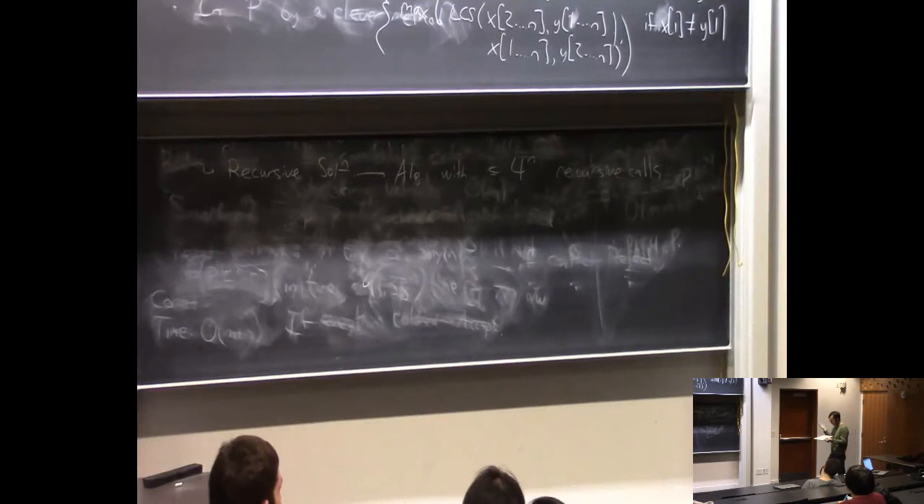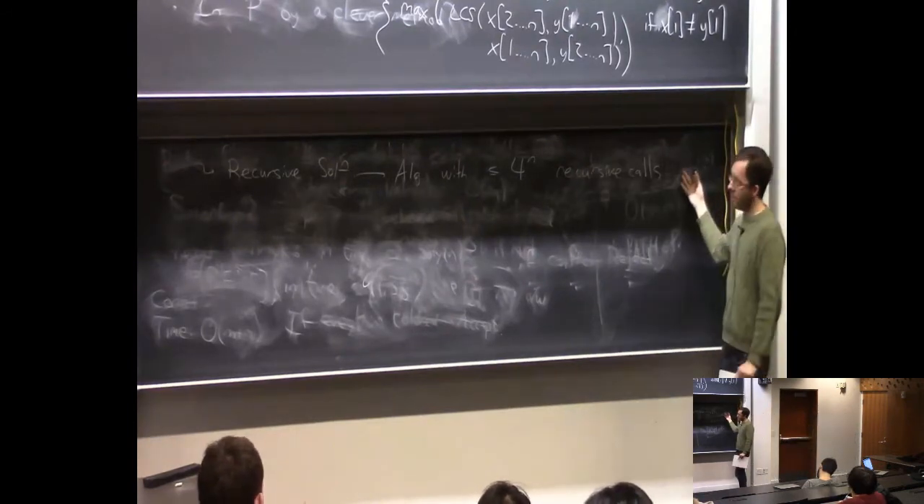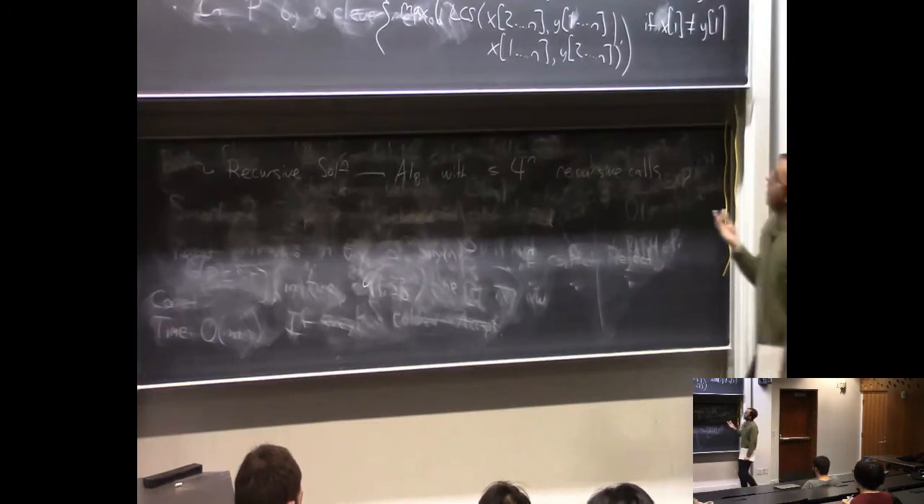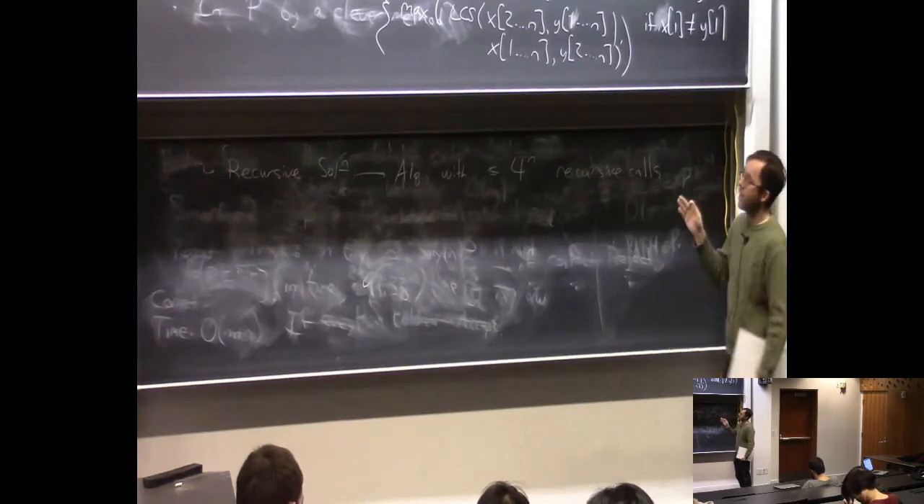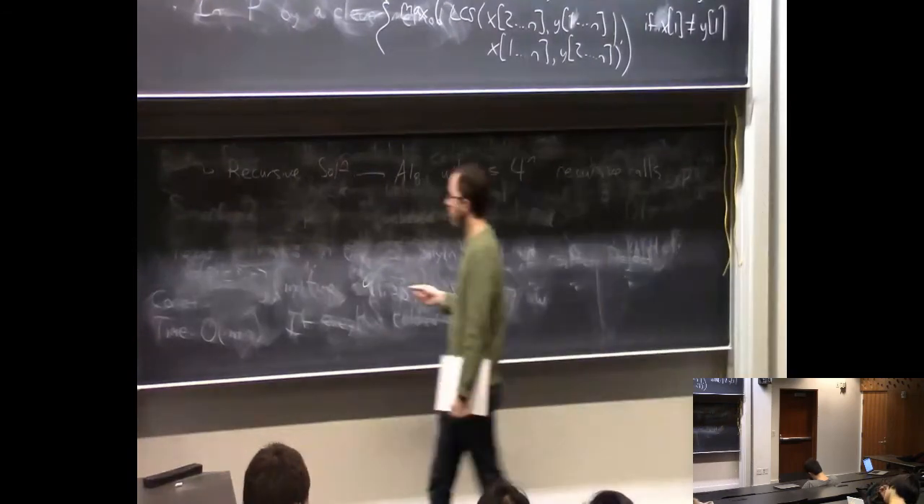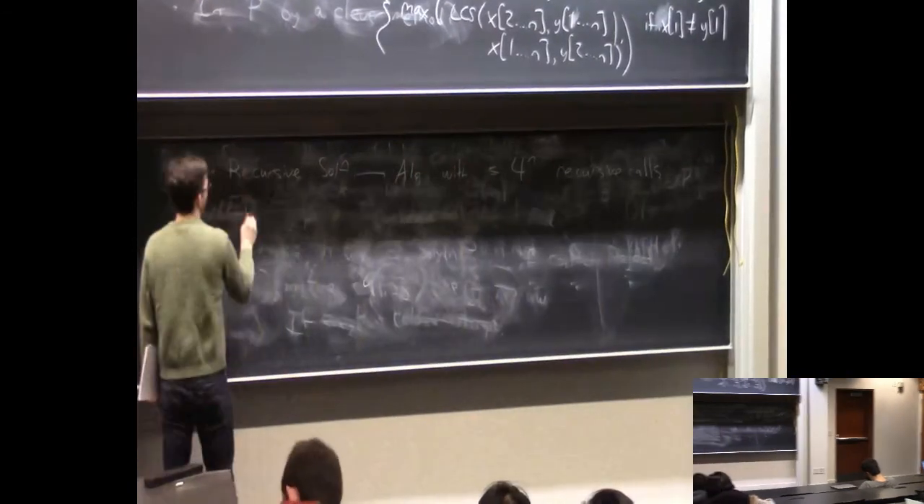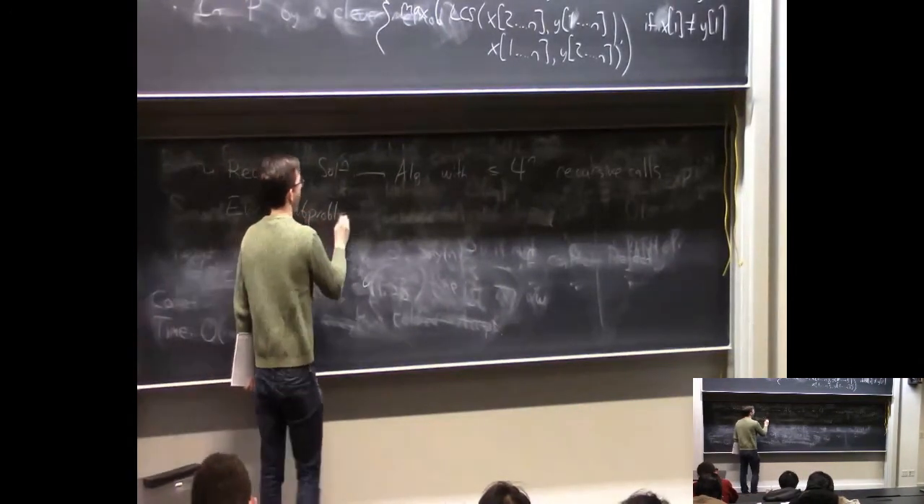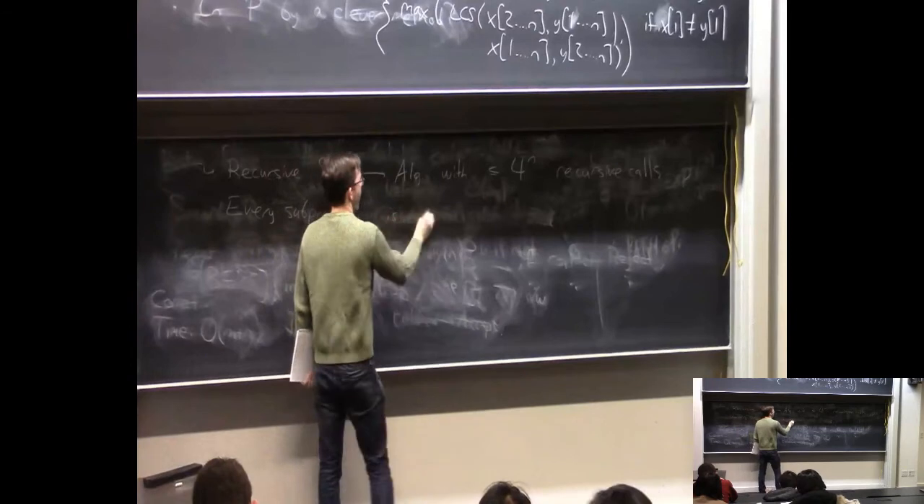But there's something bizarre about this. I mean, it's a good start. There's something bizarre about the fact that this could make exponentially many recursive calls, which is the following. Every time you make a recursive call, you're doing it on some suffix of x and some suffix of y. So every subproblem here is a suffix of x and a suffix of y.